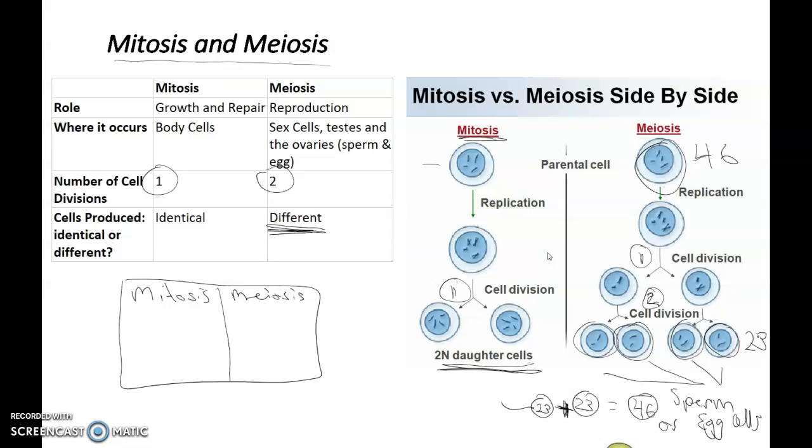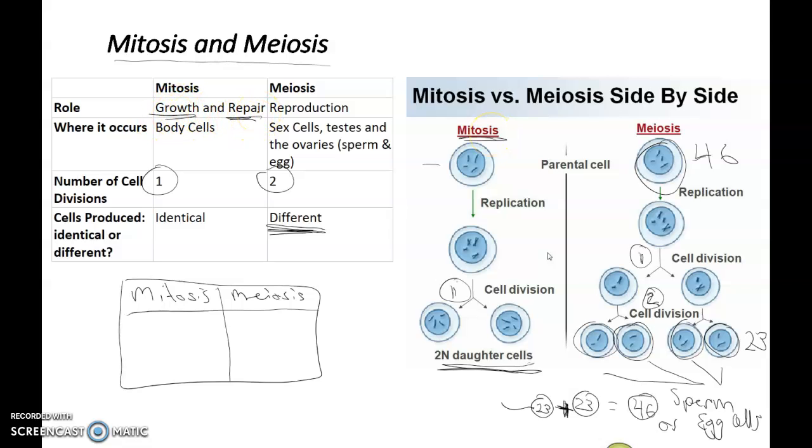So we can go into that in a bit more detail in Year 9 and 10. For now, I just want you to be able to understand that the purpose of meiosis is for reproduction, and mitosis is for growth and repair. So going back to mitosis, why do cells need to grow and repair?